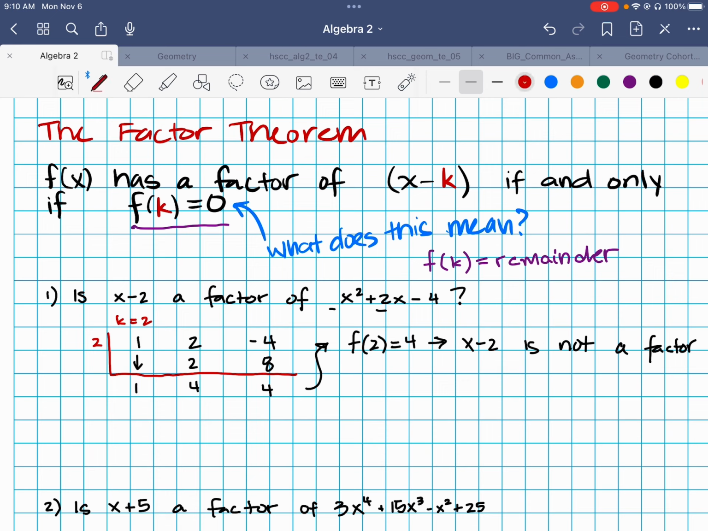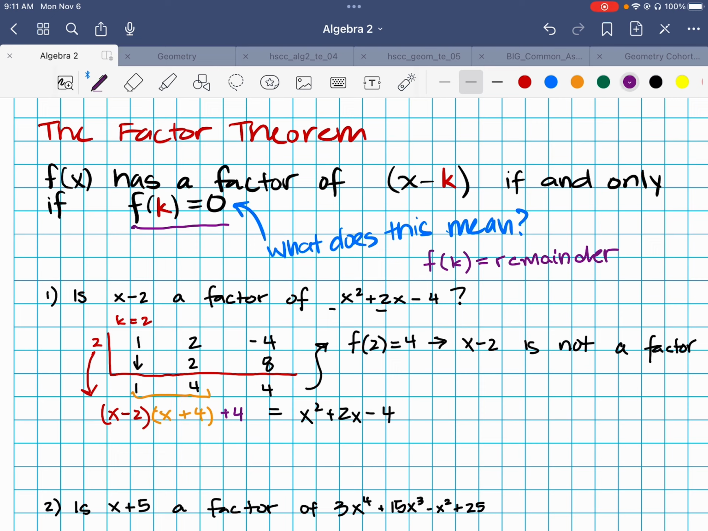Why is this the answer? We have the thing we're dividing by, our divisor, which is x minus 2. Sorry, I always mess up dividend and divisor. Then we have our quotient, which is x plus 4, plus the remainder of 4. Now this is equal to our original polynomial, x squared plus 2x minus 4.